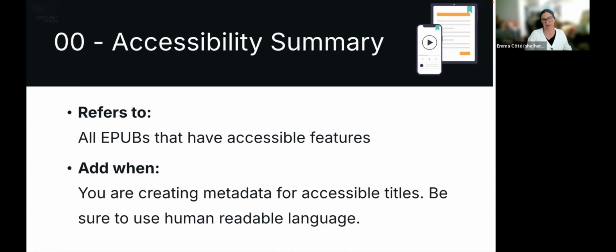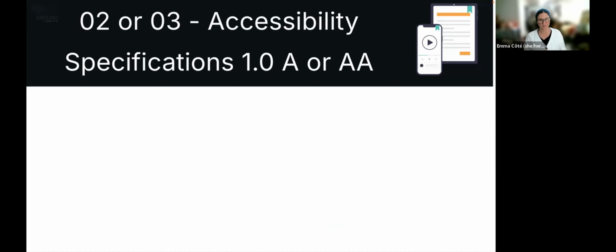For instance, blank pages are removed, or this is a fixed layout title, so it can't be fully accessible. Things like that would help someone assess whether the book is going to meet their needs or not.